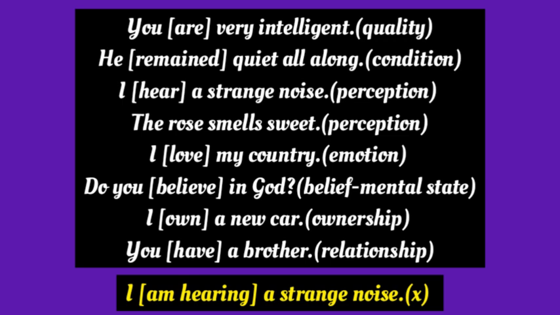And finally, in the sentence, you have a brother, the verb have shows a relationship, so it's also a stative verb. As I said earlier, since a stative verb does not indicate any action or activity, it cannot be used in a progressive tense. For example, in the sentence, I am hearing a strange noise, the stative verb here is used in the present continuous tense. So, am hearing is a wrong use here and the correction is I hear a strange noise.